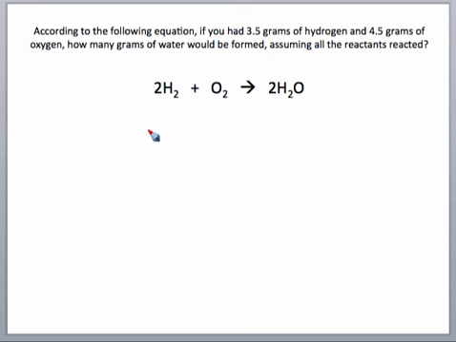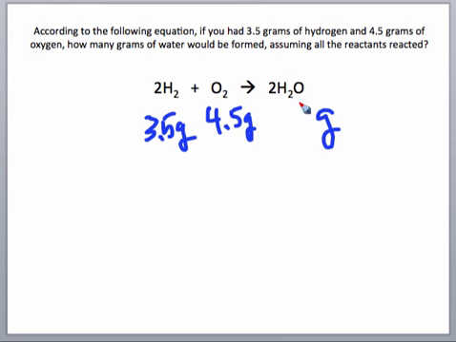Okay, let's just take a look at one more thing. This is just going to illustrate mathematically our law of conservation of mass. So the question says, according to the following equation, let's assume we have 3.5 grams of hydrogen and we have 4.5 grams of oxygen. The question says, how many grams of water do we have? Assuming all of the reactants react.